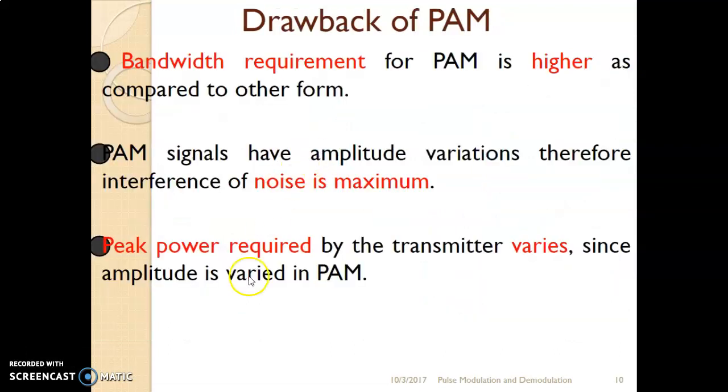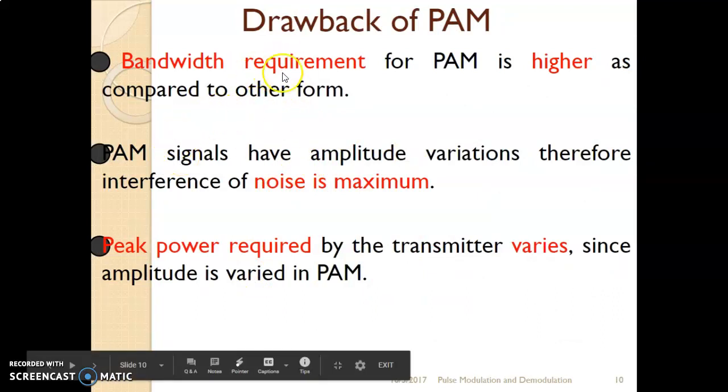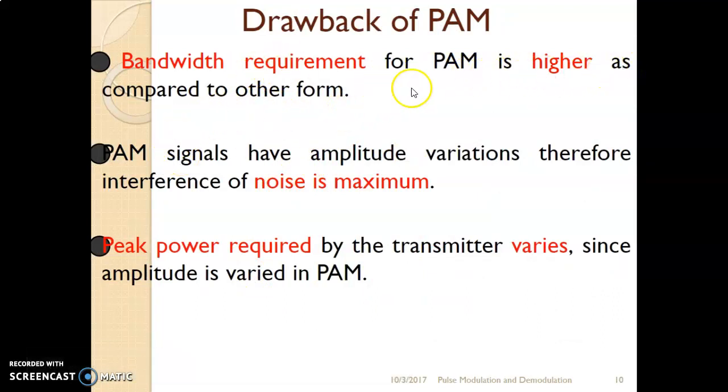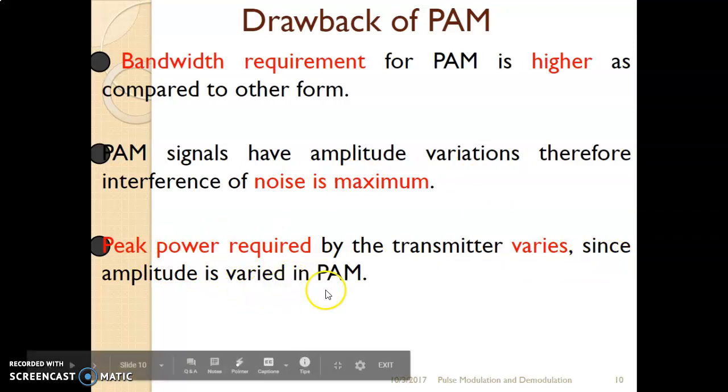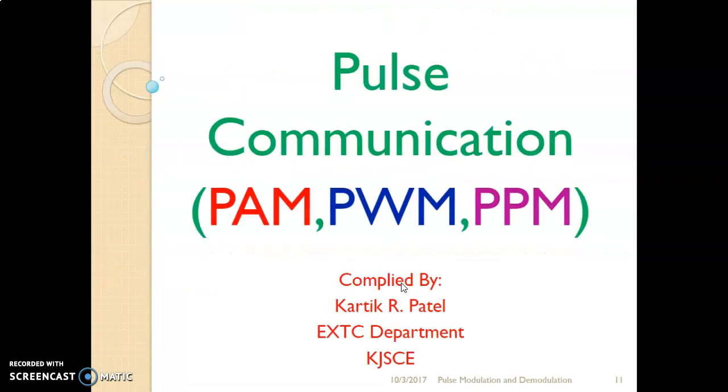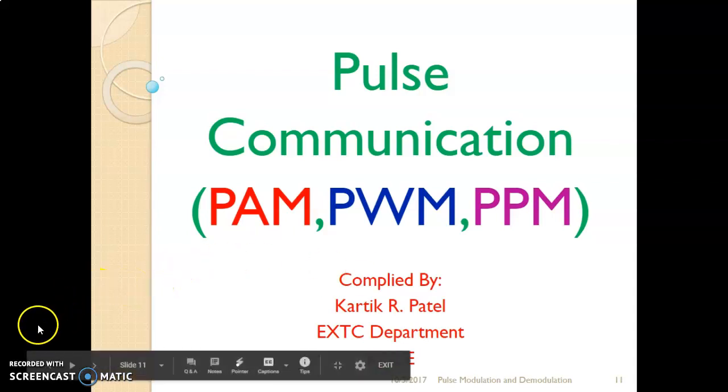Okay. The drawback of pulse amplitude modulation is that the bandwidth requirement for PAM is higher compared to other forms. The PAM signal information is contained in the amplitude, and that is why the interference of noise is maximum in PAM. The peak power required by the transmitter varies since the amplitude is varied in PAM. These drawbacks are eliminated in pulse width and pulse position modulation, wherein we are not changing amplitude, we are changing width and position, which we will see in the next lecture.